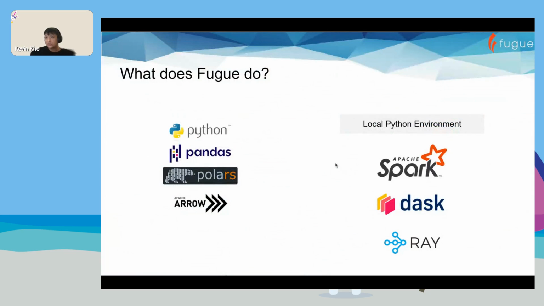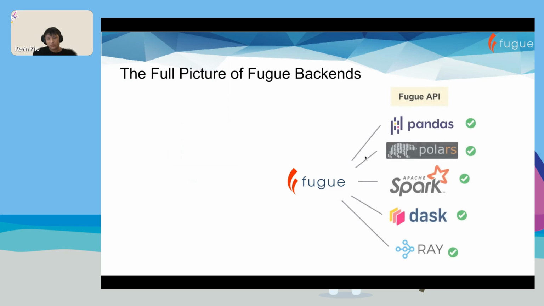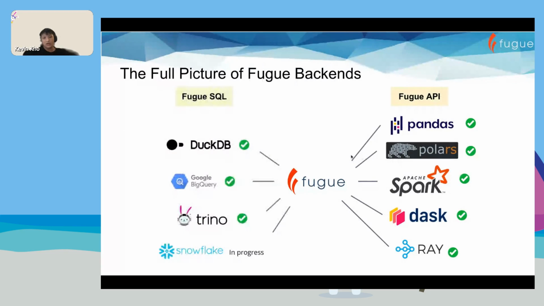Just a brief introduction to what Fugue does. On the Python side, we have a very thin wrapper around code that you develop and iterate on locally, so pandas, polars, or Arrow, and we bring that to the distributed side. We execute that on a cluster for you using frameworks like Spark, Dask, or Ray. Just by providing a very thin wrapper around your code, we can bring it to large scale execution. To provide a full picture of Fugue, we have the Fugue Python API and the Fugue SQL API.